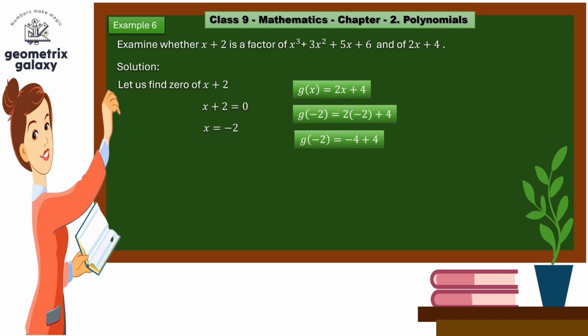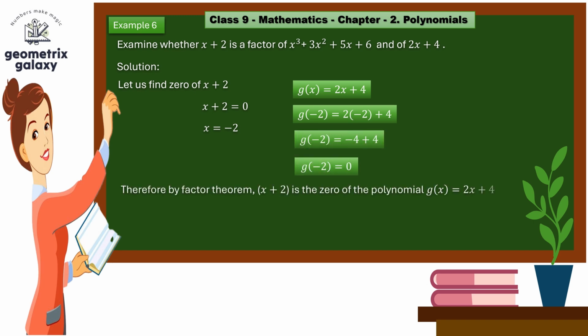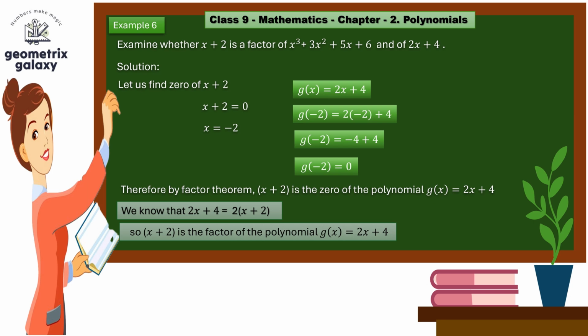g of minus 2 is equal to 0, which means x plus 2 is a factor of the polynomial g of x is equal to 2x plus 4 according to the factor theorem. We also know that 2x plus 4 can be written as 2 into x plus 2. So, we can confidently say that x plus 2 is a factor of the polynomial g of x is equal to 2x plus 4. Here is example 7.